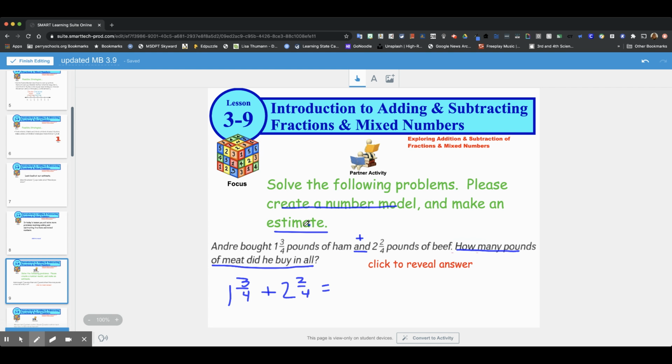So I'm going to do my estimate because that's what it's asking us. It's not asking me to actually solve. I'm going to round 1 3/4 up to 2. And then I can keep 2 2/4 because I know that that means 2.5.